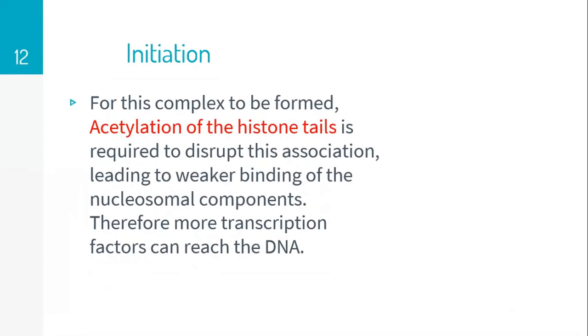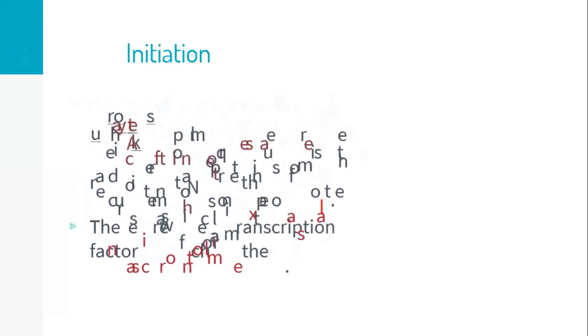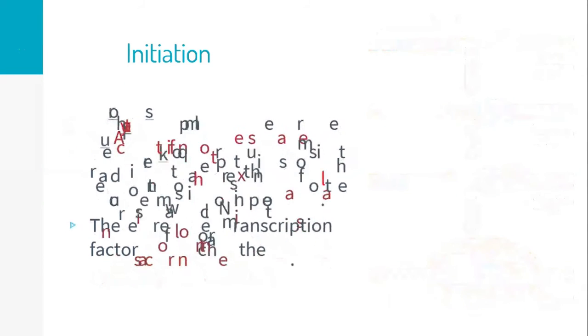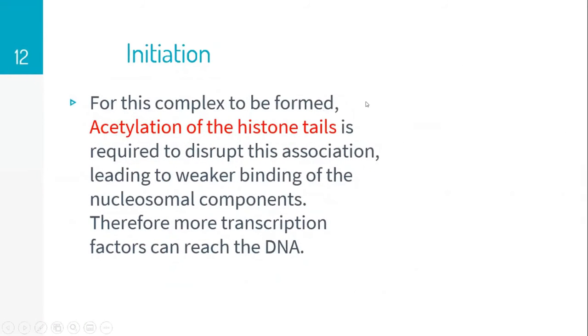All right, so for this complex to be formed, and the complex that we're talking about is what? The basal transcription complex. So basically, the thing that is required to initiate this whole transcriptional process. For this complex to be formed, acetylation of histone tails is required to disrupt this association, leading to weaker binding of the nucleosomal components. Therefore, more transcription factors can reach the DNA. And this is just something that you could also keep in mind.